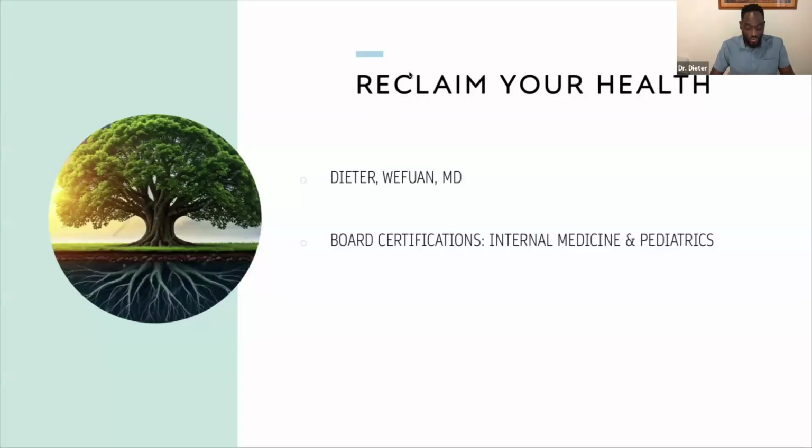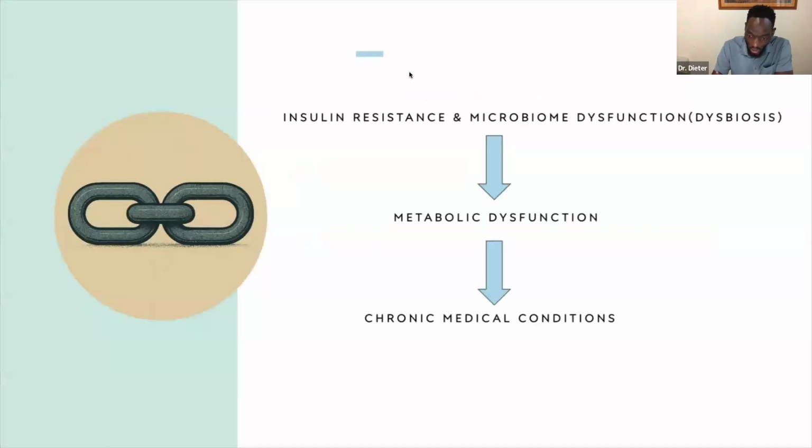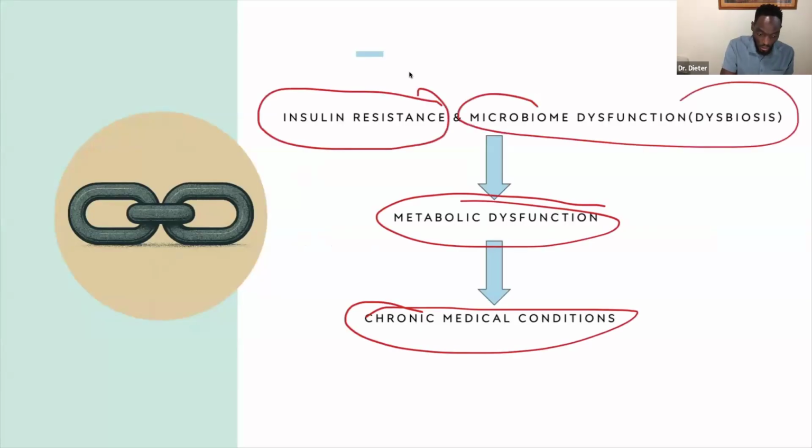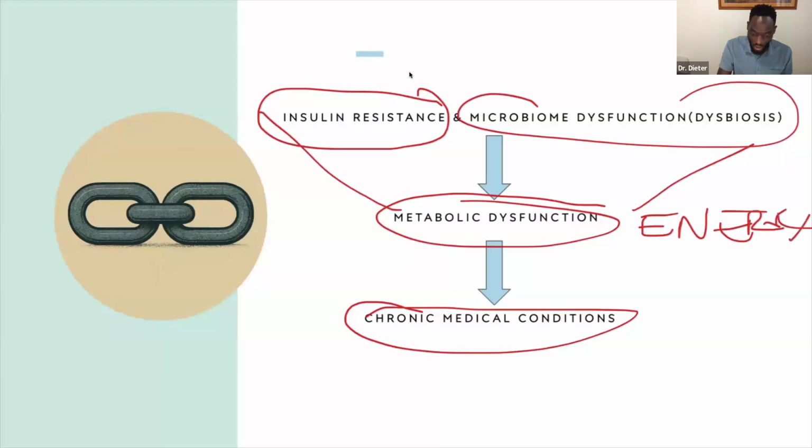And I want to take you guys through some science about how the chronic medical conditions that we face today come from metabolic dysfunction. Metabolic dysfunction is just a simple fancy word to say energy shortage or energy deficiency. And that energy deficiency comes from two things: insulin resistance and microbiome dysfunction. Those two things cause an energy deficiency, and the energy deficiency then results in the disease process.